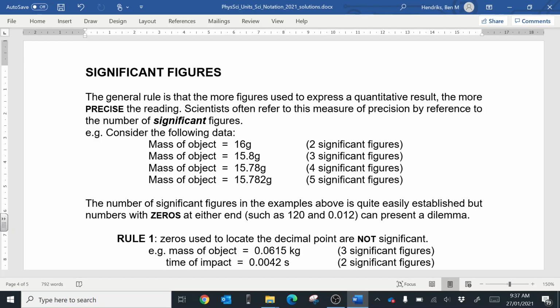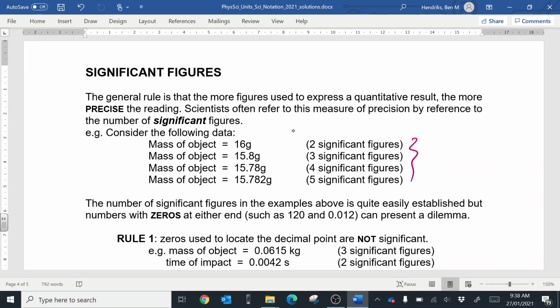So, consider the following data. We have measured a mass of an object as 16 grams, and it has two significant figures. 15.8 grams for another object with three significant figures. This one here, 15.78, with four significant figures. And the mass of the object, 15.782, is five significant figures. So, as you can probably see, all the masses here are very similar. They're all around about 16 grams.